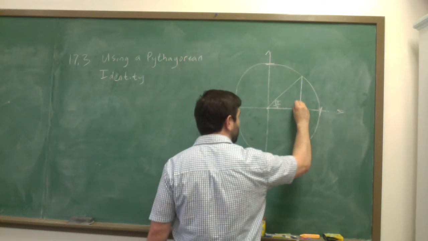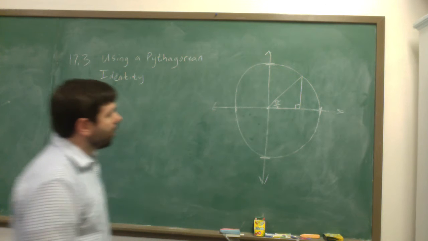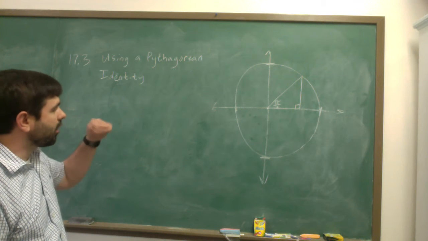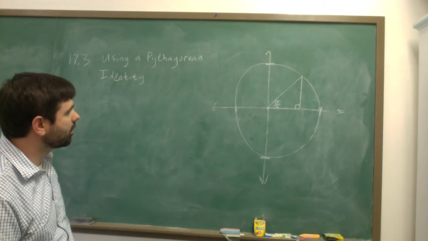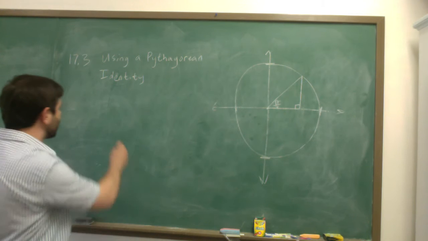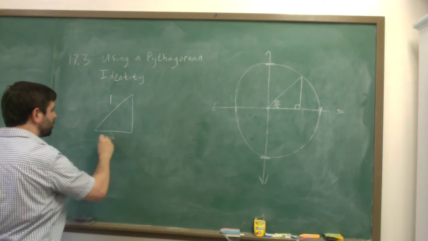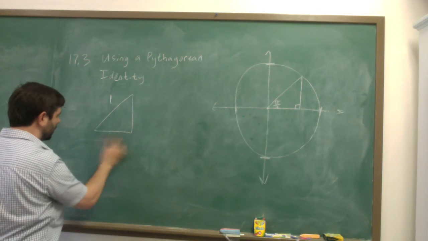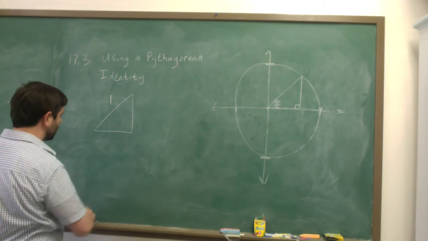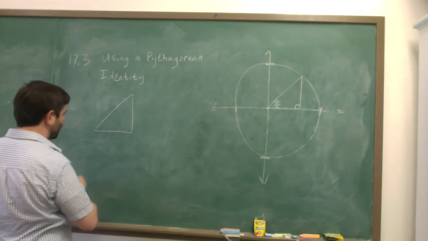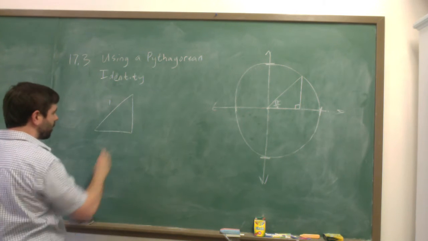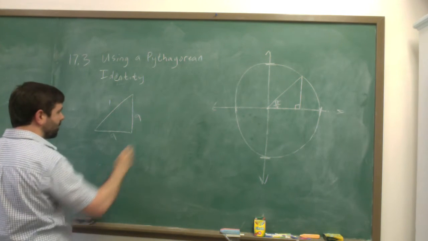This is a right angle. What have we said so far? Well, this is a 45, 45, 90 triangle. Let's just remind ourselves here. We know the hypotenuse is 1. We have an A and an A.